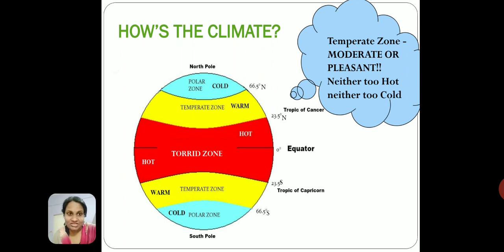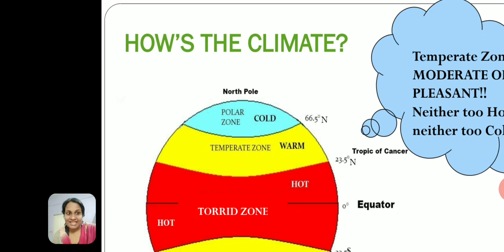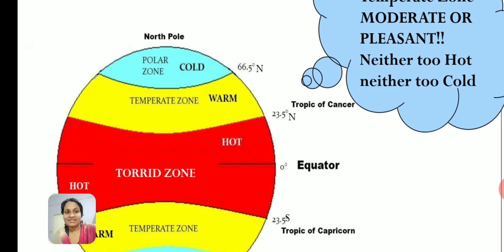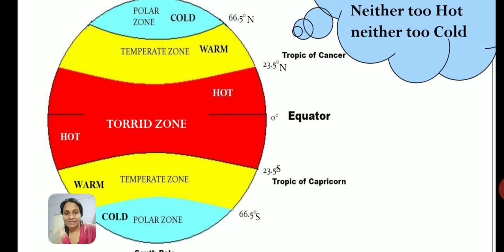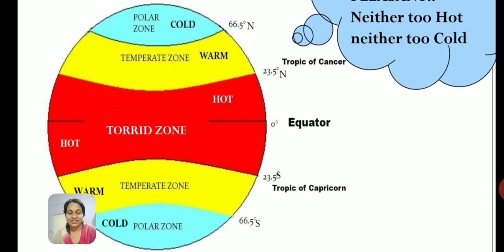Now if you look at this image closely, you will see the temperate zone in the northern hemisphere. Northern hemisphere, you know, is above the equator. So in the northern hemisphere, you will find the temperate zone between 23.5 degree north and 66.5 degree north. This is in the northern hemisphere.